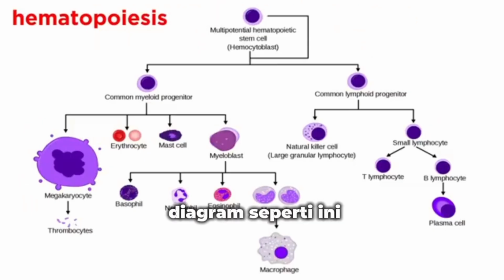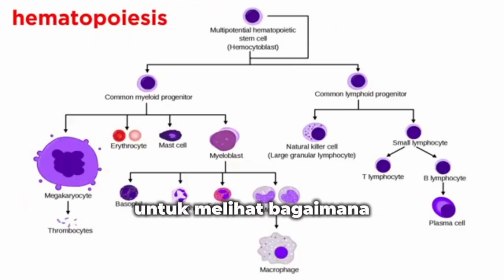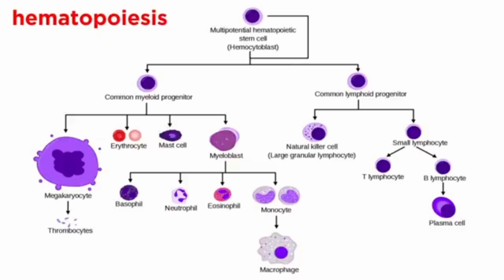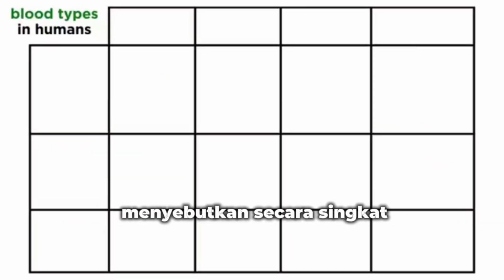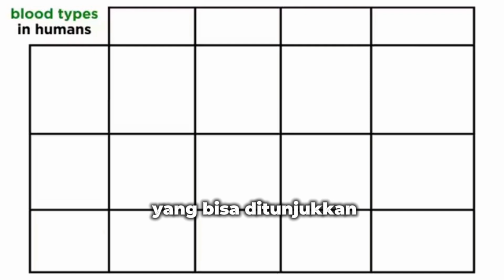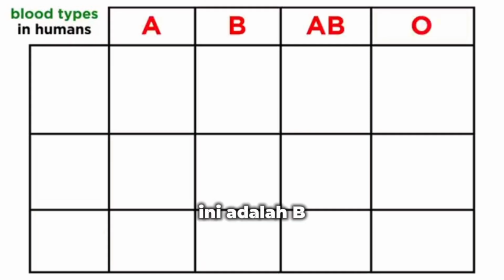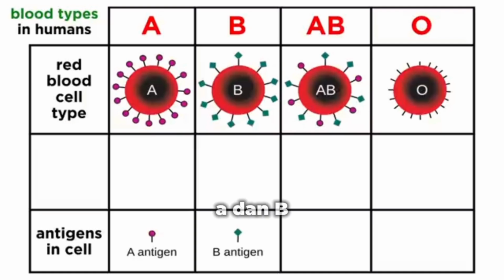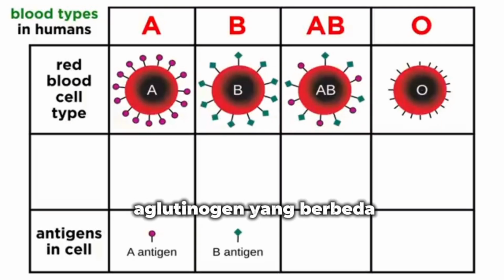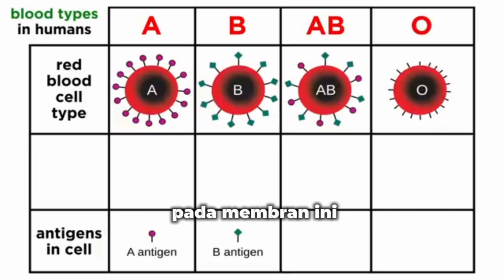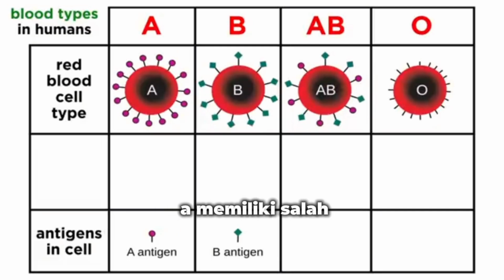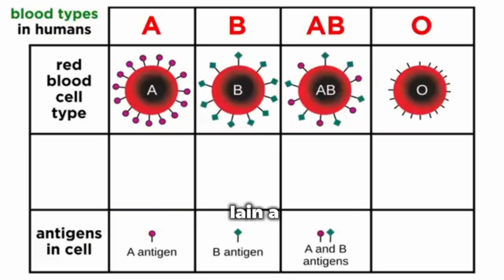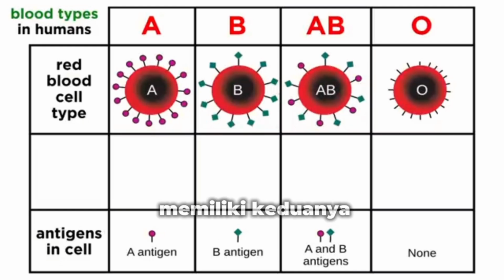We can look at a diagram like this one to see how these arise during hematopoiesis. We can also briefly mention the different blood types that humans can exhibit. These are A, B, AB, and O. These have to do with glycoproteins and glycolipids found in the plasma membranes of red blood cells. A and B refer to two different agglutinogens that can be found in these membranes. So blood group A has one of them, B has the other, AB has both, and O has neither.